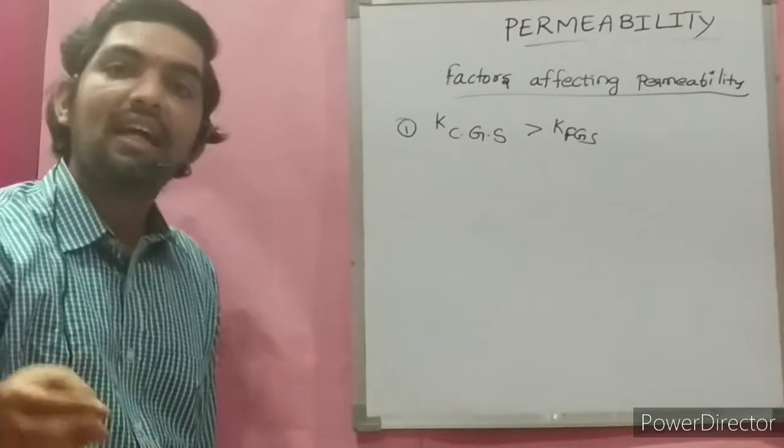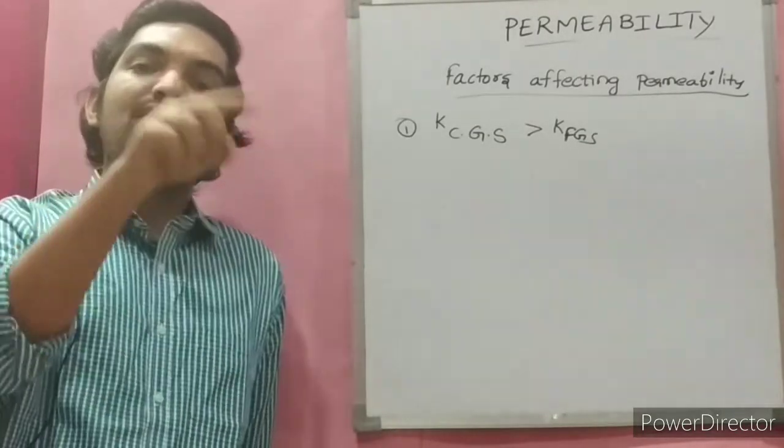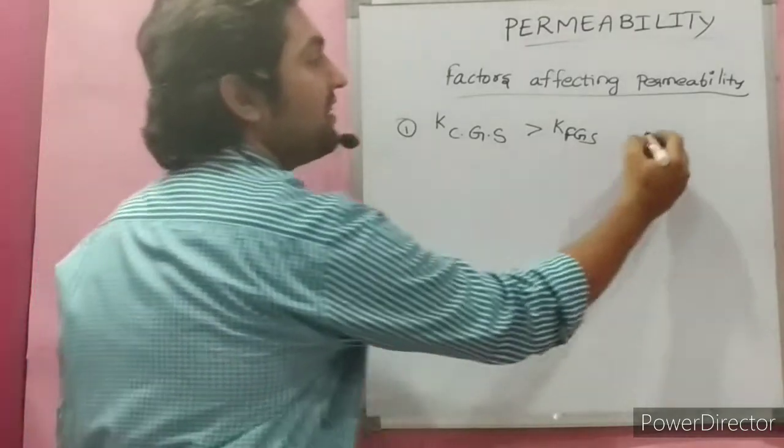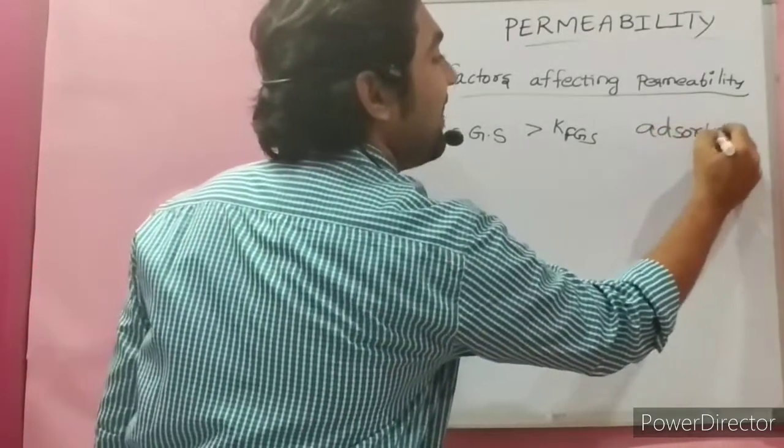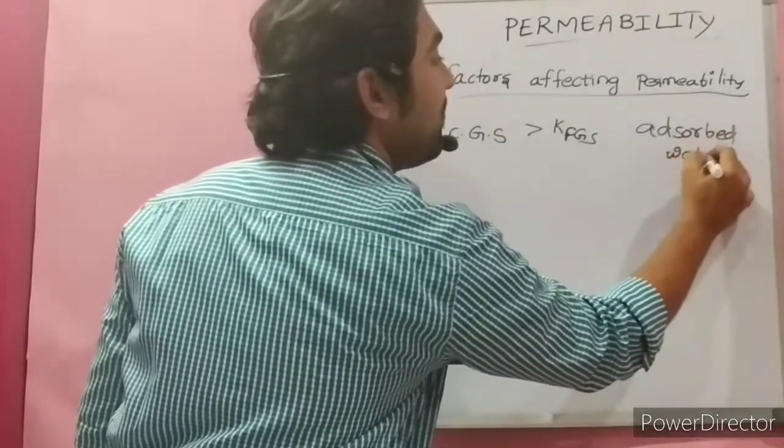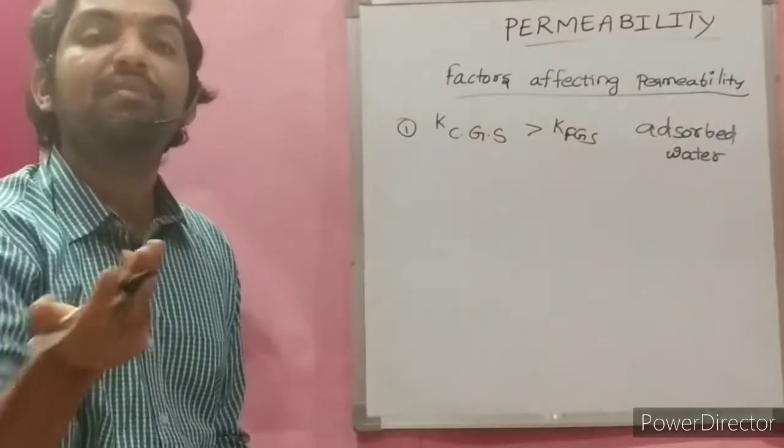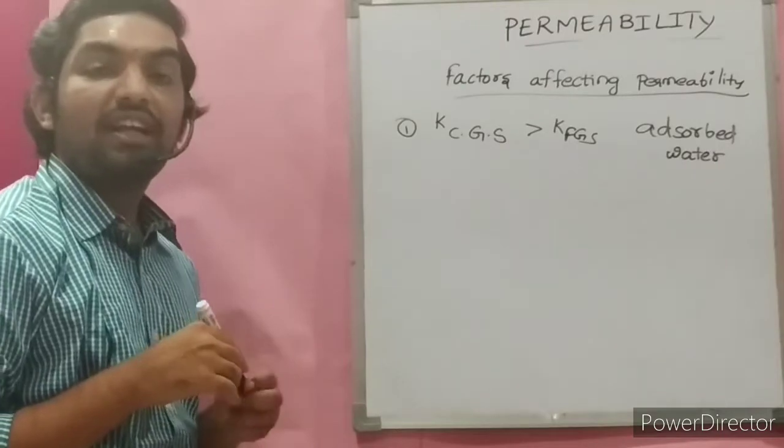Fine grained soils are less permeable. Why? Because of the presence of adsorbed water. That's what we have discussed. Hence, we can say that adsorbed water reduces permeability. Adsorbed water reduces the permeability.